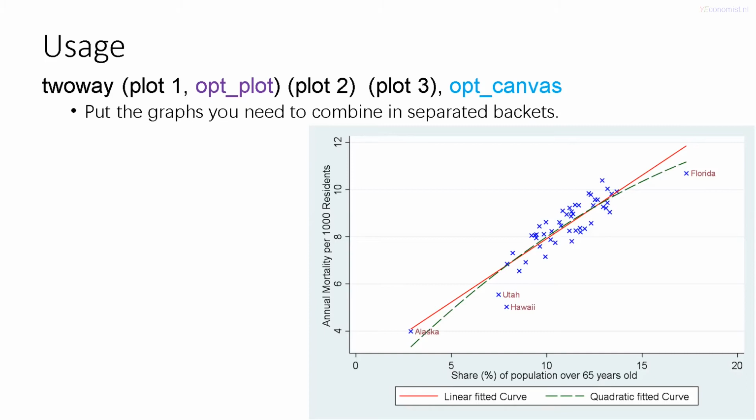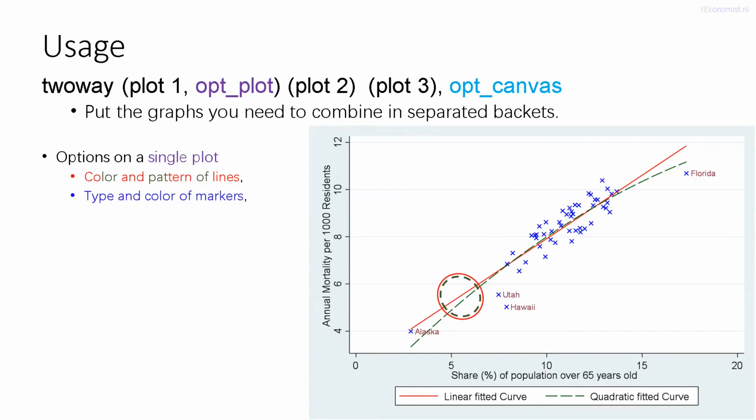There are two kinds of options, and the first kind controls the behavior of each individual plot. For this kind of option, you will need to put it inside the bracket of the respective plot itself. For example, for a line plot or a fitted curve, it can be the color and the pattern of the line. And for a scatter plot, you can use options to control the shape and the color of the marker. So here you see that it is made into a cross in the color blue.